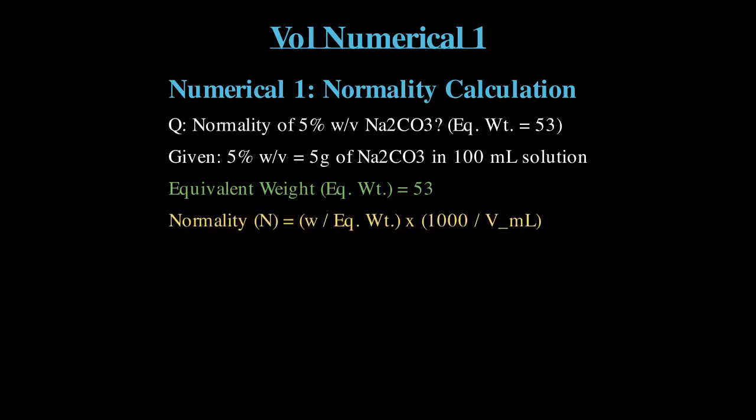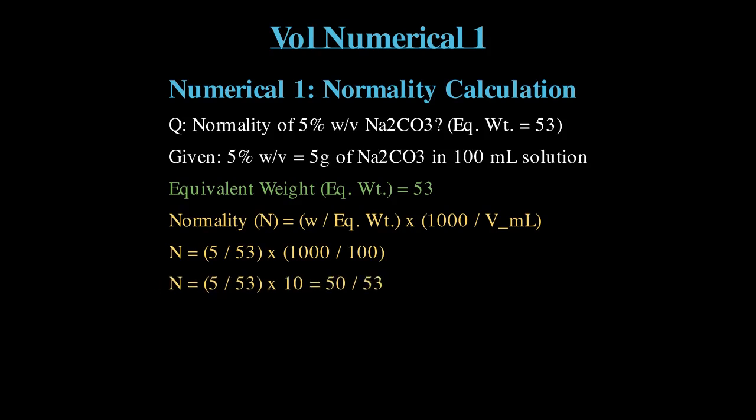Now, we will use the formula for normality. Normality, which is capital N, is equal to the weight of the solute in grams, divided by its equivalent weight, multiplied by 1000, and divided by the volume of the solution in milliliters. Let's substitute our values into the formula. N equals 5 divided by 53 times 1000 divided by 100. This simplifies to 5 divided by 53 times 10. Calculating this, 50 divided by 53 gives us our final answer. The normality of the solution is 0.943 N. And that's how you solve it. Always start by listing your given values and then apply the correct formula.